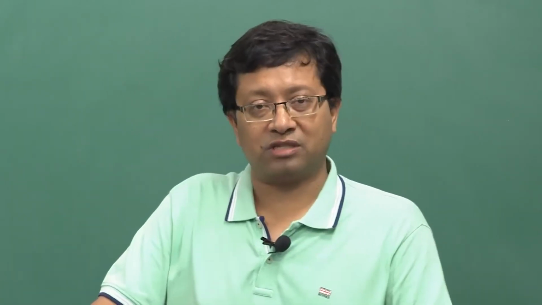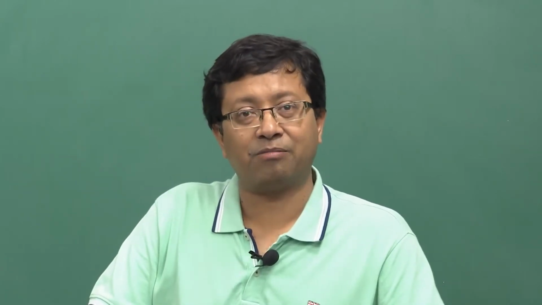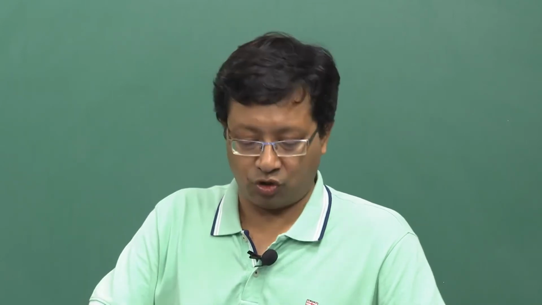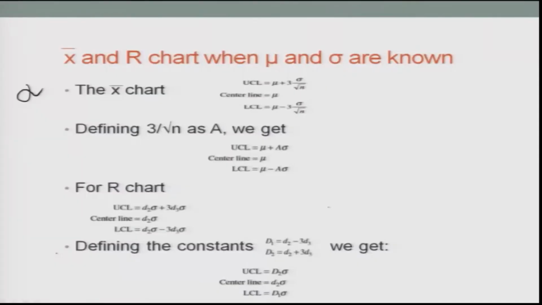So, the more the spread, the less the spread, obviously you will find out the corresponding z values, z suffix alpha by 2. What that alpha would be is dictated by your overall coverage or level of confidence which you need. Similarly, when you go to the R charts, the central line will be d2 into sigma, because sigma is now known, it need not be replaced with the value of R bar.